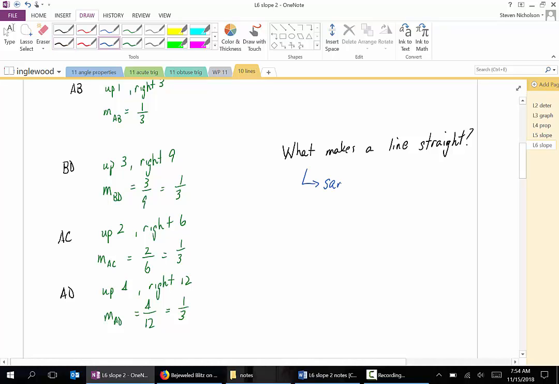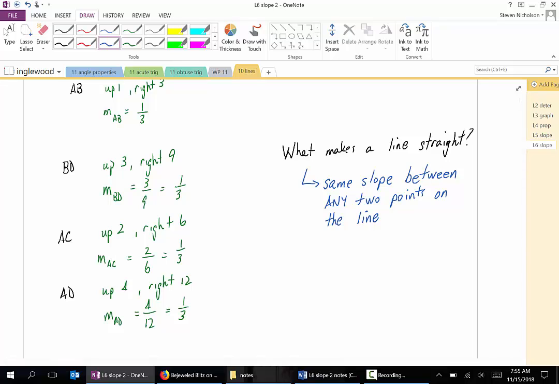So the big idea that I hope you see with this straight line and every straight line, there is the same slope between any two points on the line. So this turns out to be really good for us. This is really important. Remember we said slope is a line word last lesson.